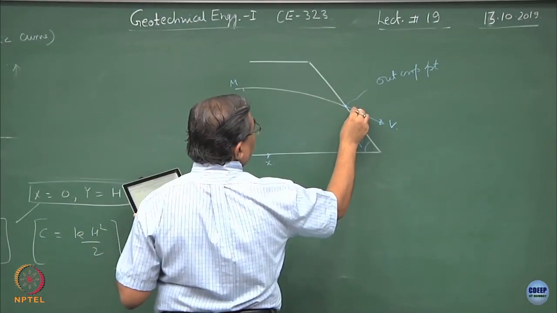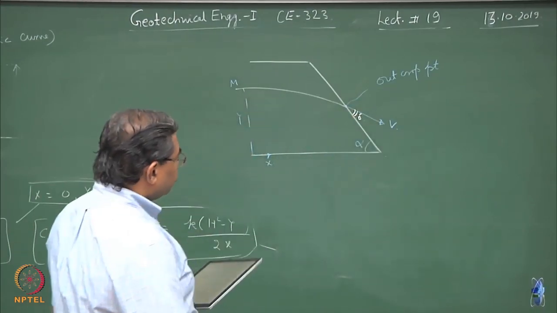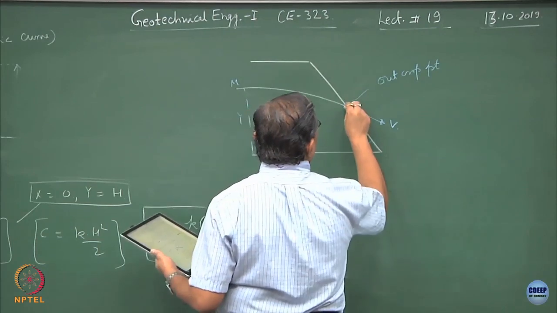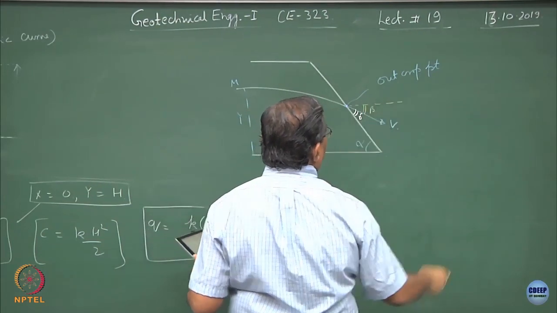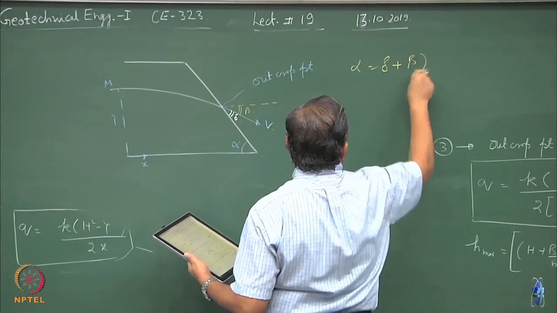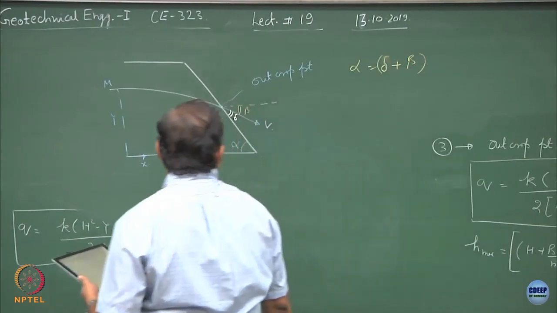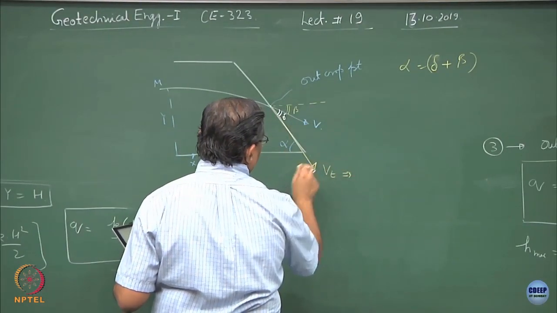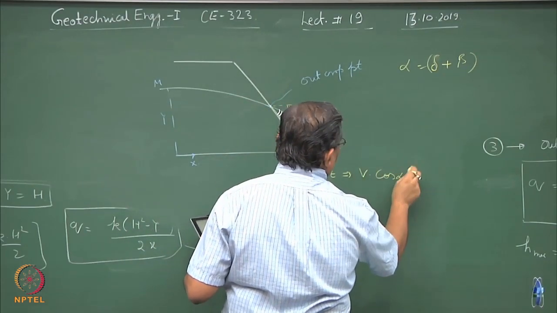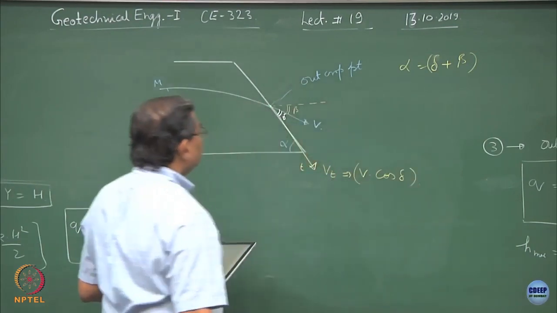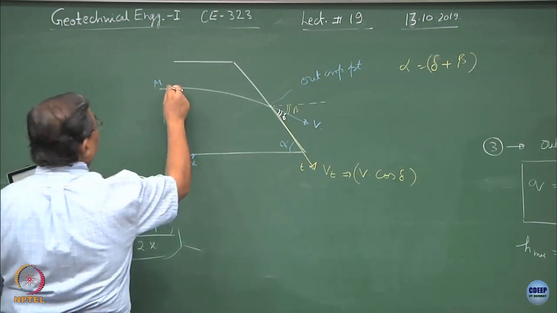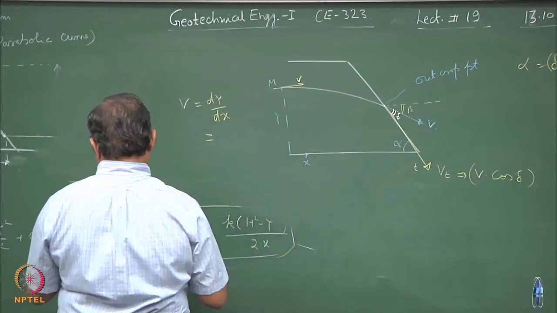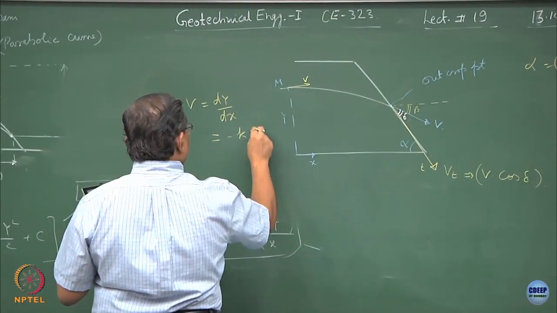This is inclined at an angle of, let us say, delta, and with respect to horizontal, this is beta. So, if I say alpha equal to delta plus beta, and if I assume the component of V in this direction, let us say this is a T direction, as V into cos of delta, I can show that at this point the velocity is going to be equal to dy by dx, and this will be equal to minus k into sin beta.